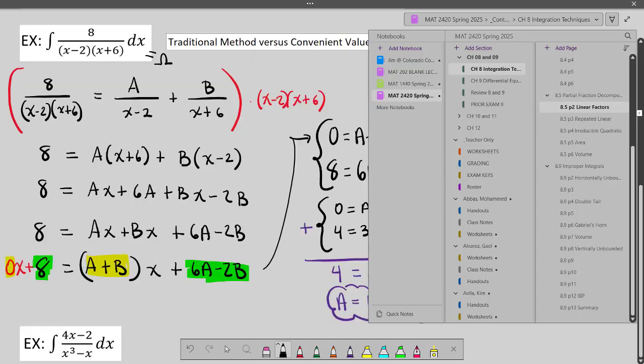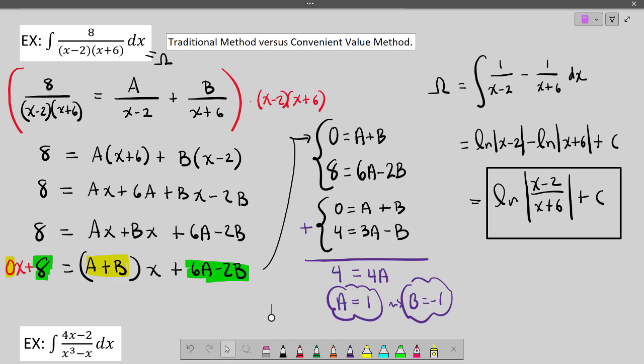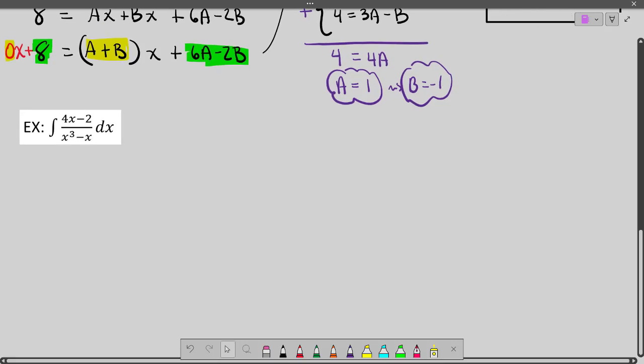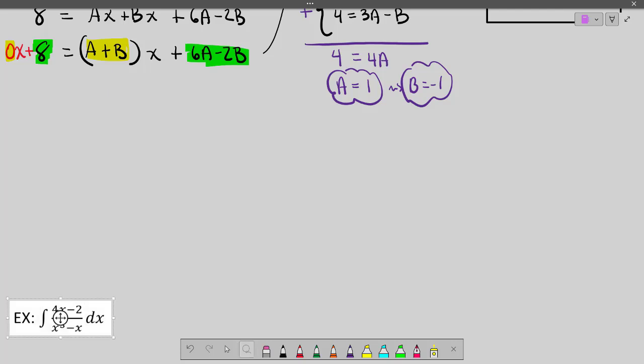Okay. All right, so what I want to do now is compare this traditional method. So we're going to see that this traditional method is very important to know because there's going to be certain cases where this convenient value method is not going to work. So let me show you what the convenient value method is first. So let's move this guy and use this convenient value method.